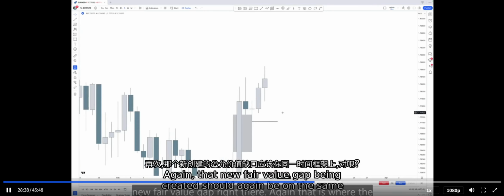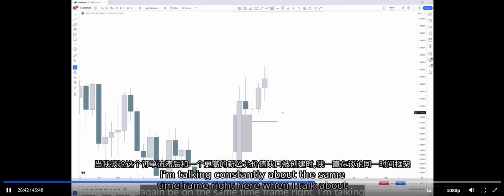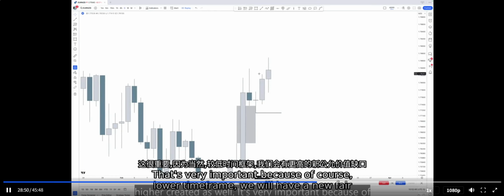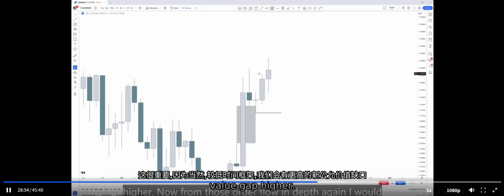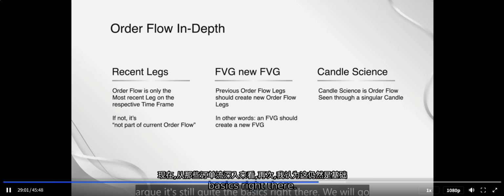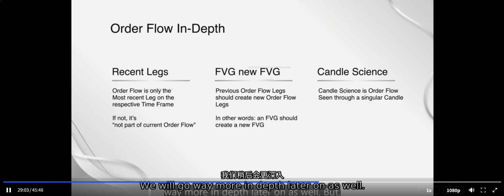Again, that new fair value gap being created should again be on the same time frame, right? I'm talking constantly about the same time frame right here when I talk about this order flow lagging and a new fair value gap being created higher as well. It's very important because, of course, on a lower time frame, we will have a new fair value gap higher. Now, from those order flow in depth, again, I would argue it's still quite the basics right there. We will go way more in depth later on as well.